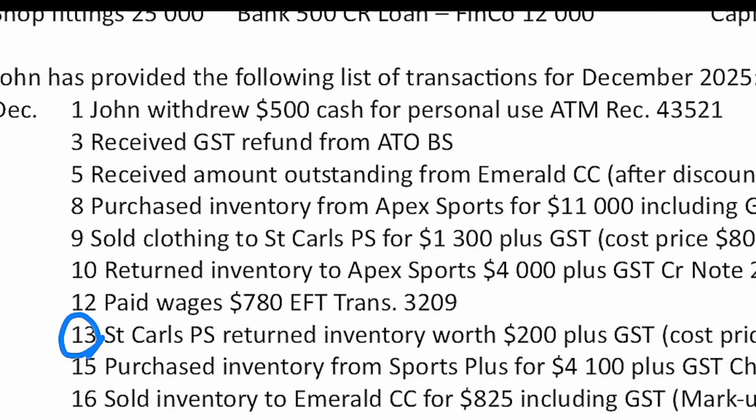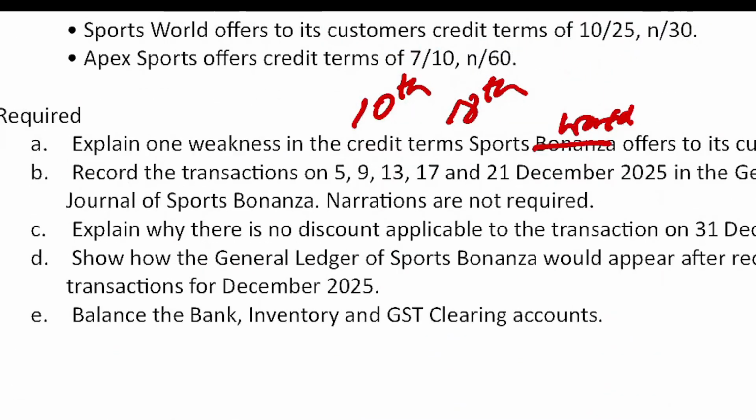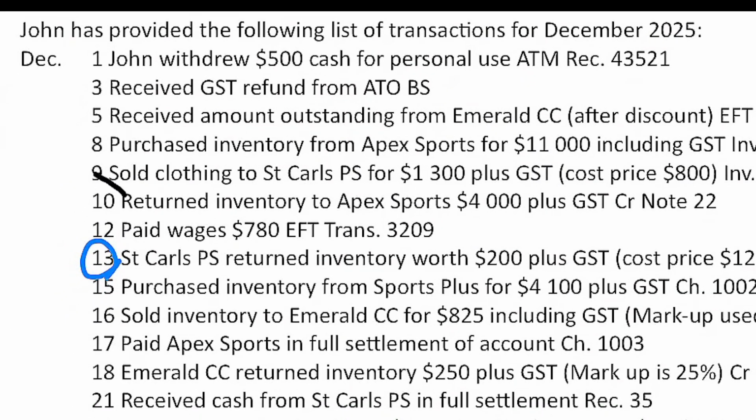Teachers make mistakes. Now what is the mistake I made? See the 9th? We recorded the 9th, didn't we? What has happened? Sold clothing to St. Carl's. Which sales is it? Accounts receivable. It says invoice, so if it is an invoice, it is credit sales, right?